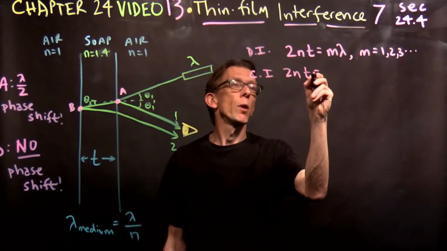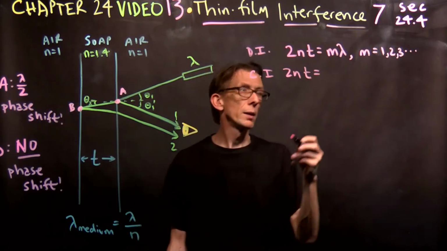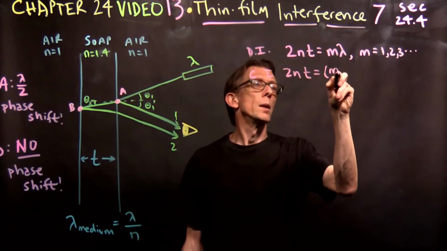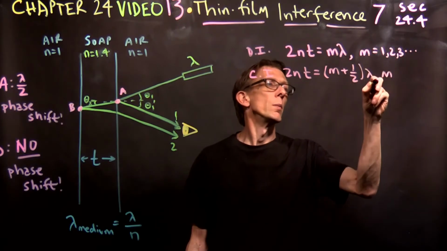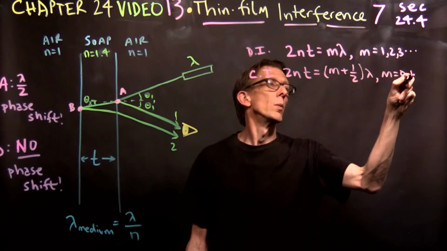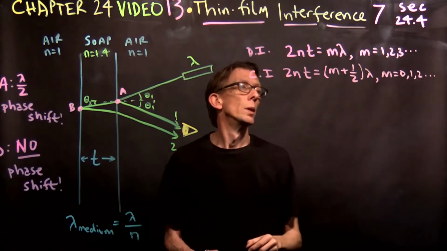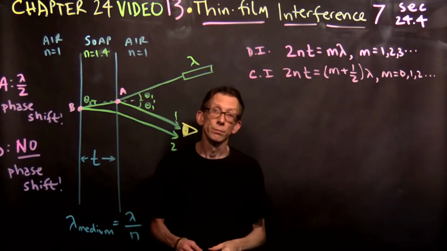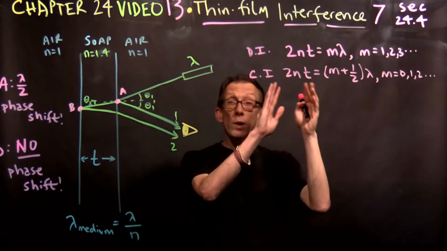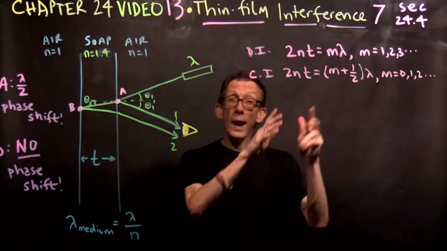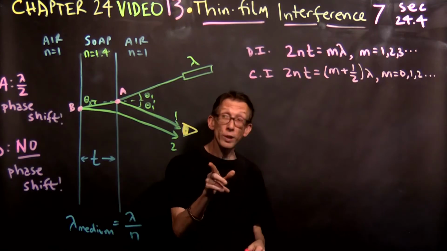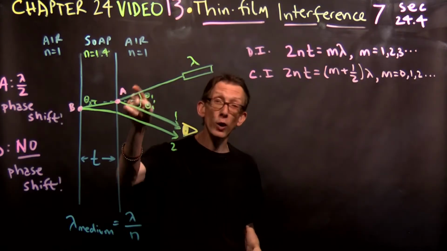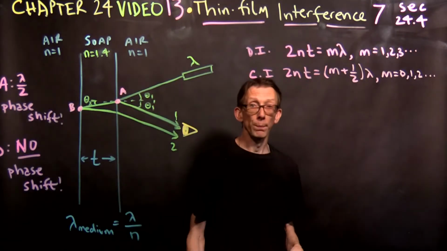For constructive interference, 2nt = (m + 1/2)λ, where m is 0, 1, 2, etc. Now these are the results we derived, and they are correct so long, listen closely, as there is a single phase shift in the problem.